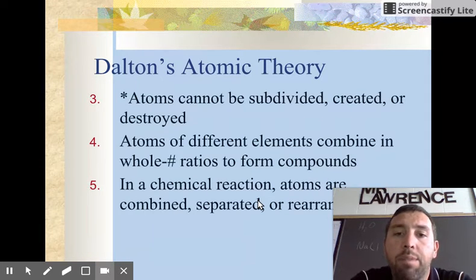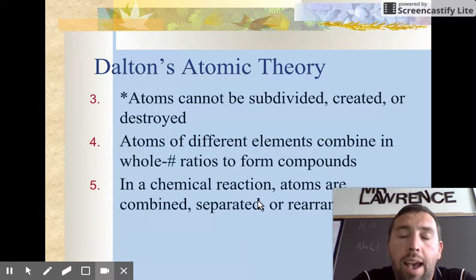So number 3, atoms cannot be subdivided, created, or destroyed. Do we agree with this today, or do we disagree? Well, we would say that we disagree with this today, because we're going to learn in the next few slides that the atom is not the most indivisible thing there is. The idea that Democritus had when he first coined the word atom was wrong. We know we can break up the atom, and we know the atom is made up of protons, neutrons, and electrons. And we know that when we create an atom, that's called nuclear fusion, and when we destroy an atom, that's called nuclear fission.